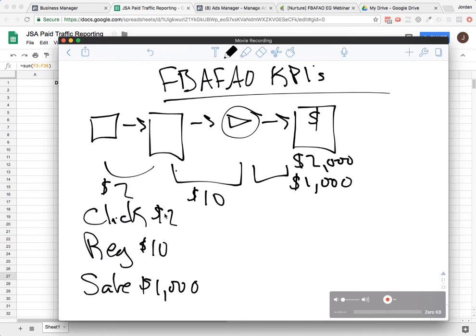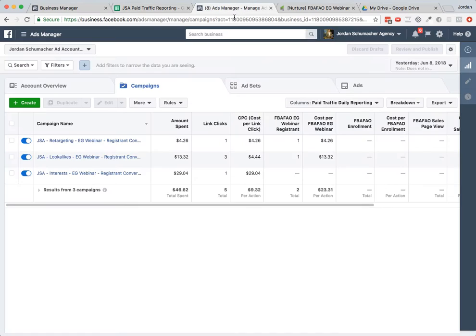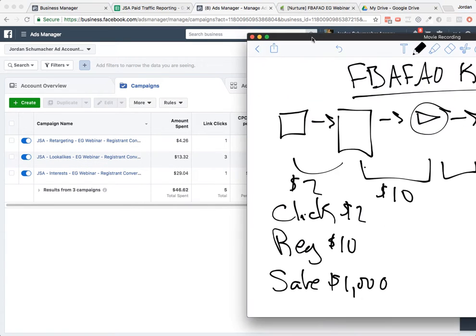And so again, $2 cost per click, $10 webinar registrant and $1,000 sale. Those are our KPIs. And so as we dive into our actual ad sets and we start optimizing and killing ad sets that are outside of our KPIs and scaling up those that are within, we're going to keep these numbers in mind, and we're going to be looking for things that are outside of KPIs.